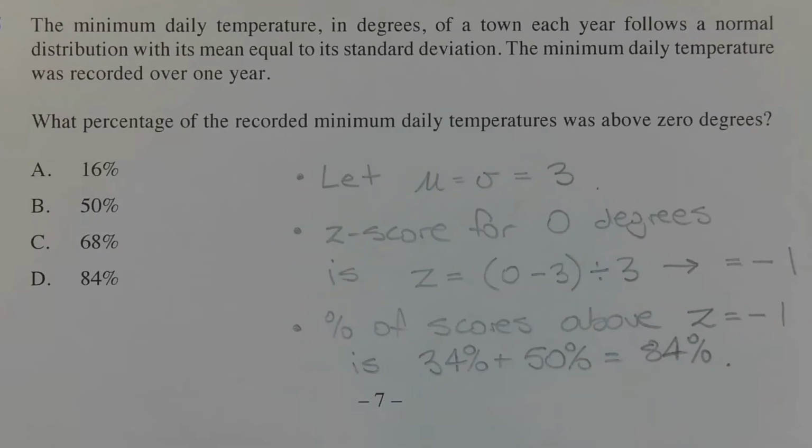Now, using the empirical rule, we know that the percentage of scores between z equals -1 and z equals 1 is 68%. So between z equals -1 and z equals 0, we have roughly 34% of scores. Above z equals 0, that whole half of the normal distribution, we have 50% of the scores. So 34%, from z equals -1 to z equals 0, plus 50%, which is all scores above z equals 0, gives us 84%. Therefore, the correct answer is option D.